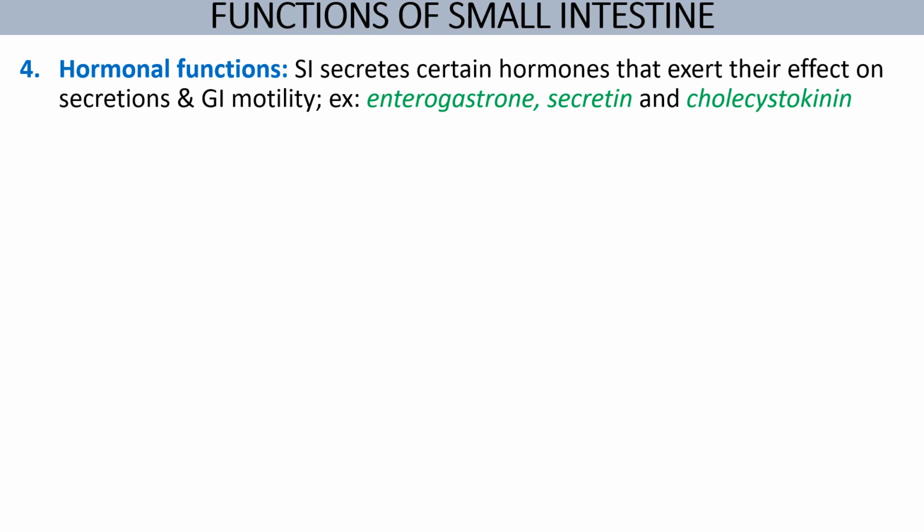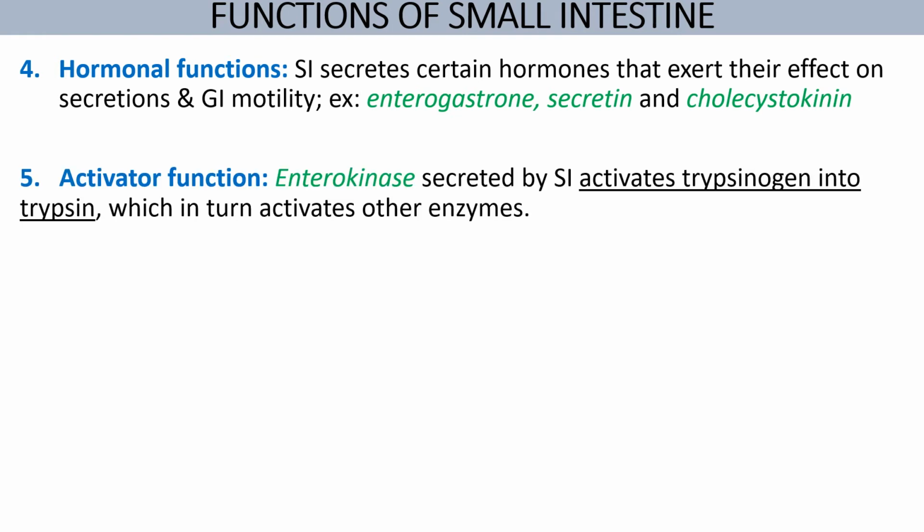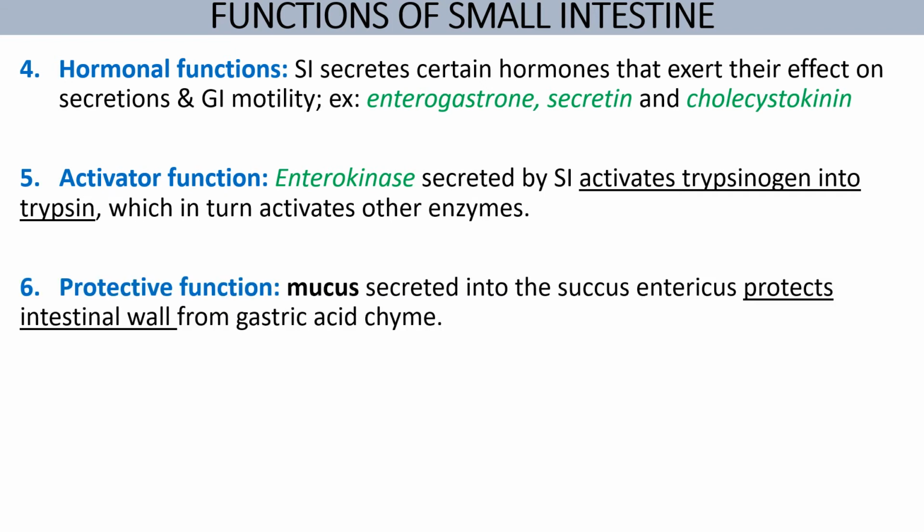The small intestine secretes certain hormones like enterogastrone, secretin and cholecystokinin that help in regulating the gastric motility and secretions of the gastrointestinal juices. Small intestinal cells secrete an enzyme called enterokinase that converts the inactive trypsinogen into its active form. This trypsin is very essential for protein digestion and also for the activation of other intestinal enzymes. The mucus secreted by the small intestinal glands protects the intestinal walls from the excoriating action of the acidic chyme.